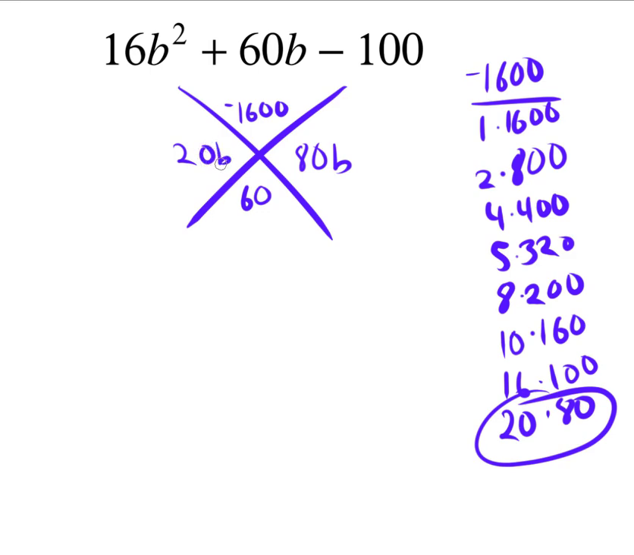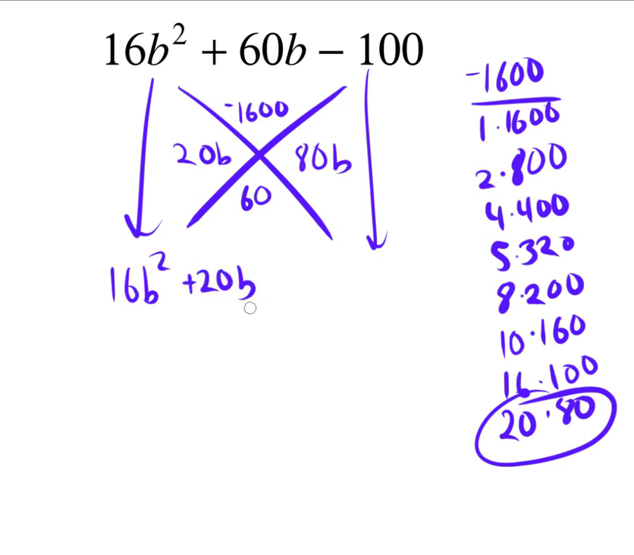And if you're thinking to yourself, I probably could not have gotten this by myself, you could have. It just would have taken you some time, right? As I did with my calculator. It was a pain in the bottom, but yeah, I did it. In this case here, I get 16b squared plus 20b plus 80b minus 100.